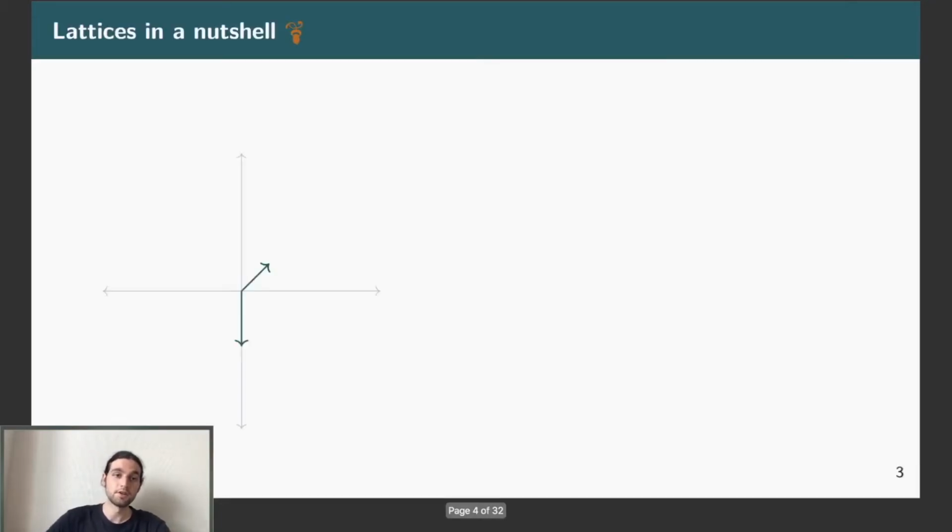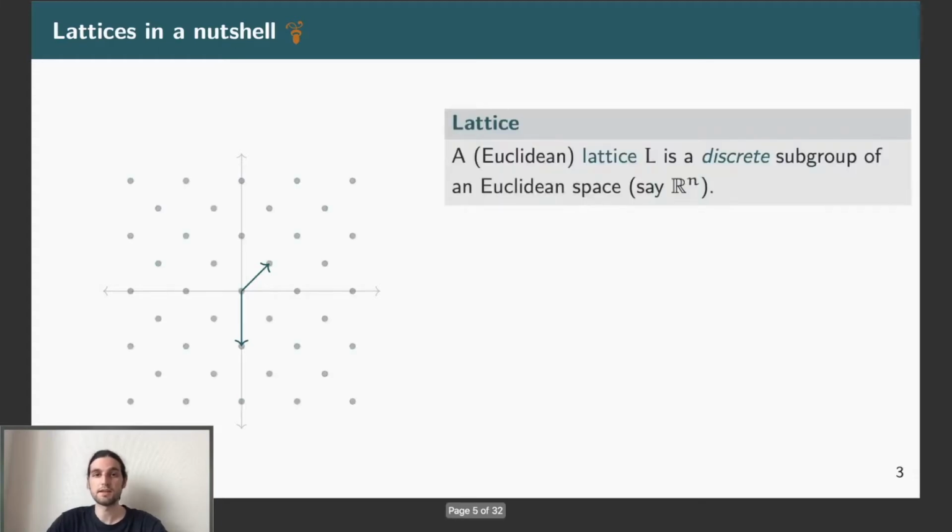So in a nutshell, take the Euclidean space here, the Euclidean plane, take a bunch of linearly independent vectors in this space and consider the set of integral linear combinations of these vectors. So you get a structure which is very reminiscent of a grid and which possesses the structure of a subgroup of the ambient space R^n. So generally speaking, a lattice is nothing more than a discrete subgroup of the Euclidean space R^n.